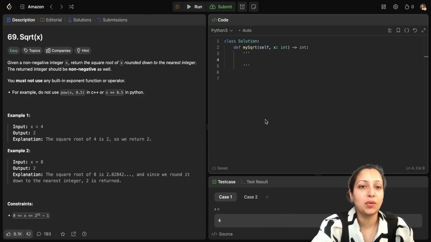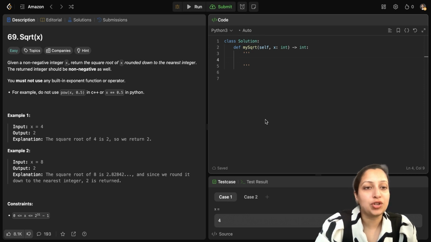Today we are going to solve a very interesting LeetCode problem, LeetCode 69, square root of x. It has been asked in the last 6 to 12 months in interview rounds for several companies such as Amazon, Microsoft, Google. It's on the easiest side, so it's not a tougher one, a breather because we did a hard level problem yesterday. So let's look at the question here.